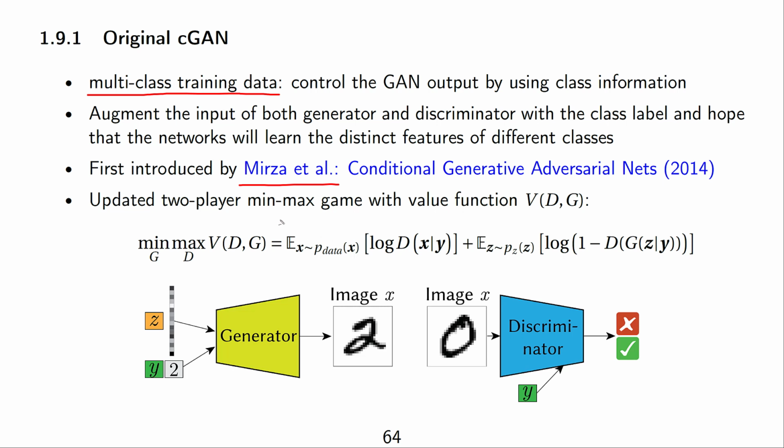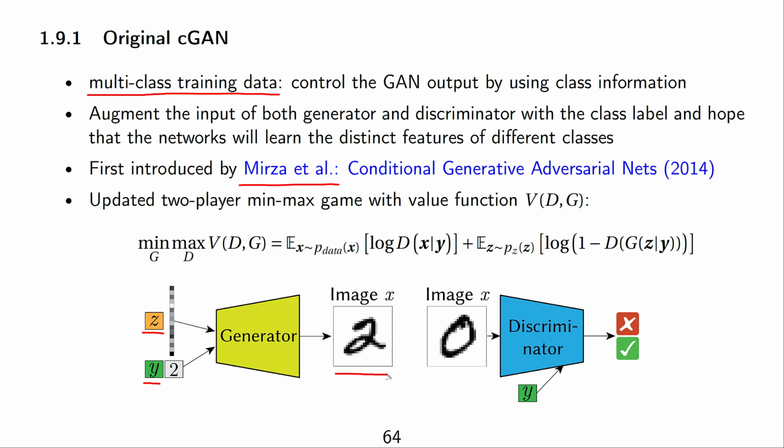The updated equation for this two-player min-max game is shown below. Let's first look at the image at the bottom of this page though. The generator now receives two inputs. The first input, as before, is a random vector z, and the second input that is new is a class label y. The class label in this example would be 2. That means that the generator should output a digit 2, and then the generator outputs an image.